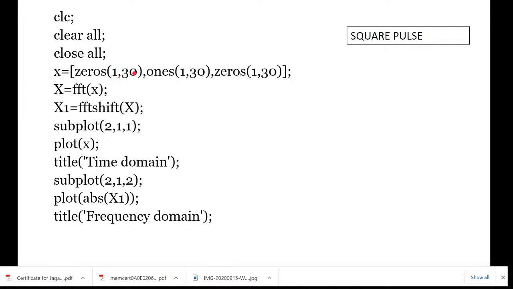consisting of 30 columns where all the elements are zeros. Similarly, ones of 1, 30 gives you a single row consisting of 30 columns where all the column elements are ones. Similarly, zeros of 1, 30. So basically, it's like a square pulse. You have first all low and then high, again low. So that is a square pulse, right? And the duration of each pulse is the same, 30, 30 and 30. That means equal duration: 30 low, 30 high, and again 30 low.